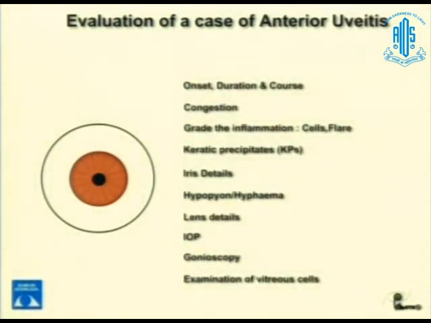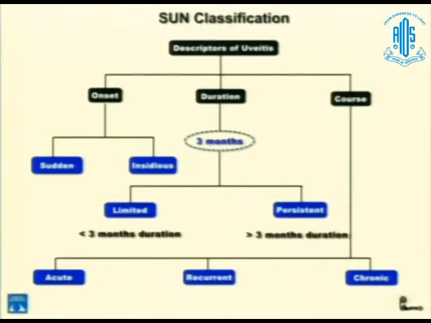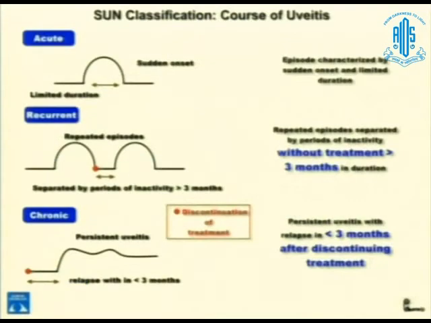So, while evaluating a case of anterior uveitis in the exam, first you have to take a brief uvea-related history to differentiate the particular case in terms of the onset of the uveitis, the duration, and the course. These parameters were addressed in SUN classification. These are known as descriptors of uveitis. So if you see, the onset is divided into sudden and insidious. Duration is based on a 3-month time period, which is limited, and persistent if more than 3 months duration. The course is again divided into acute, chronic, and recurrent.